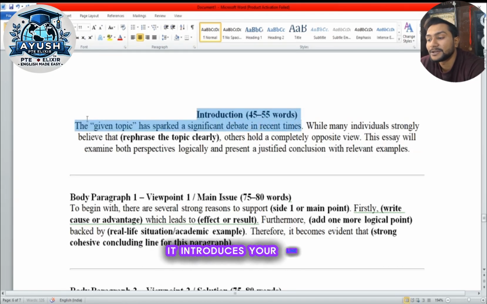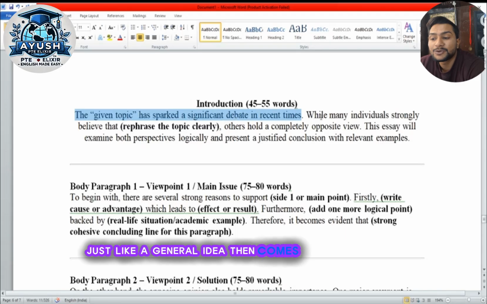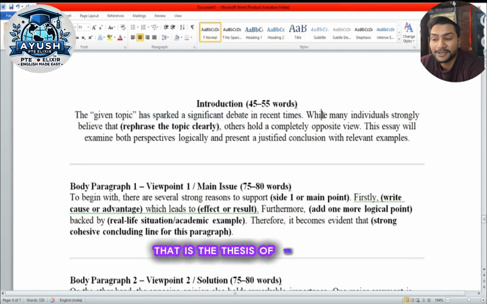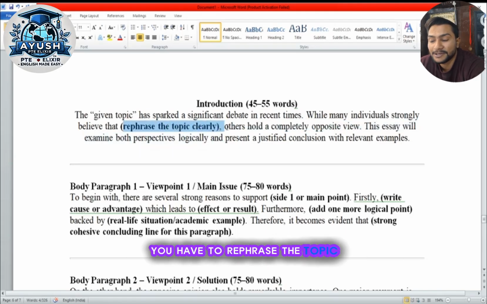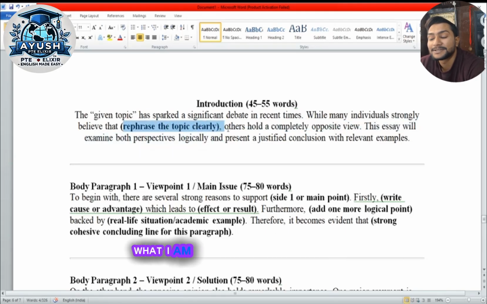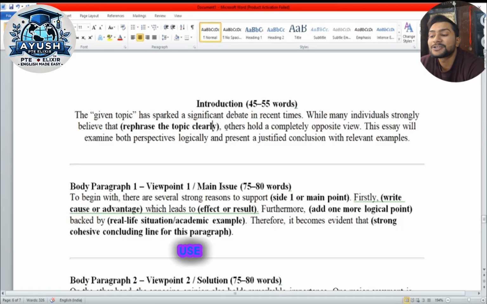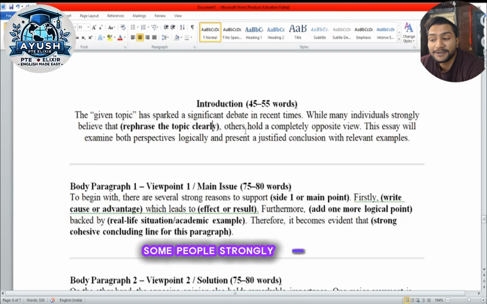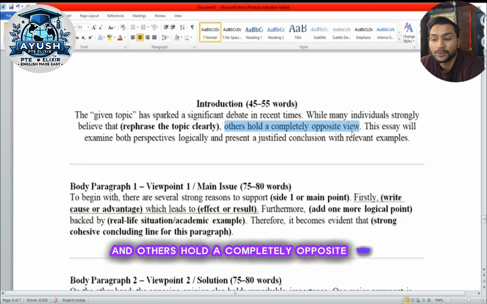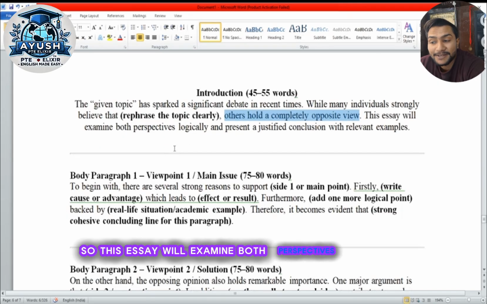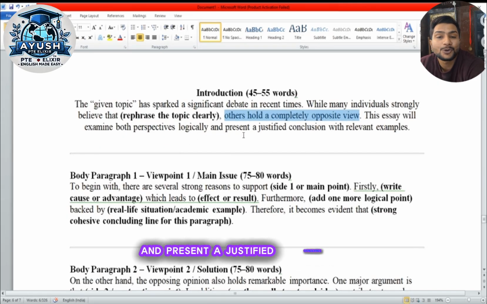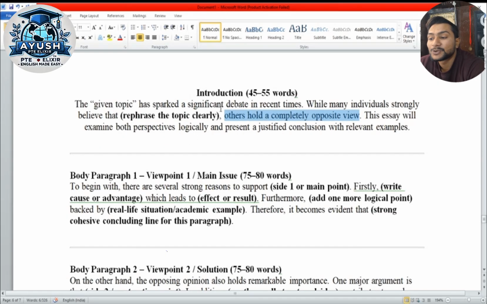It introduces your topic, just like a general idea. Then comes your second line, that is the thesis of the essay. Like, while many individuals strongly believe, you have to rephrase the topic clearly, don't write the exact lines. Because it is being checked by an examiner or a human, you can say, in other words, some people strongly believe this and others hold a completely opposite view. So this essay will examine both perspectives logically and present a justified conclusion with relevant examples, right? So you have to check it out.